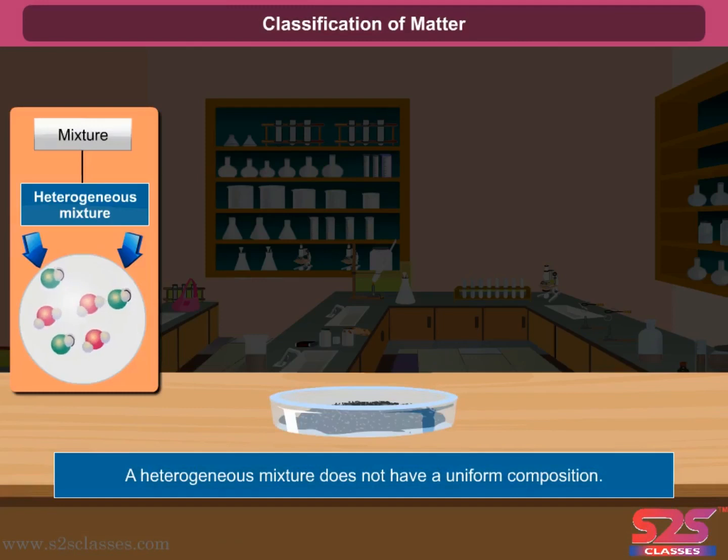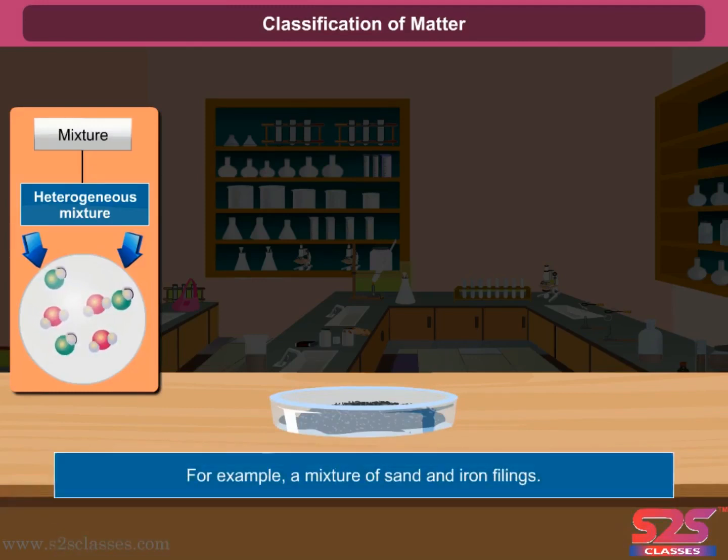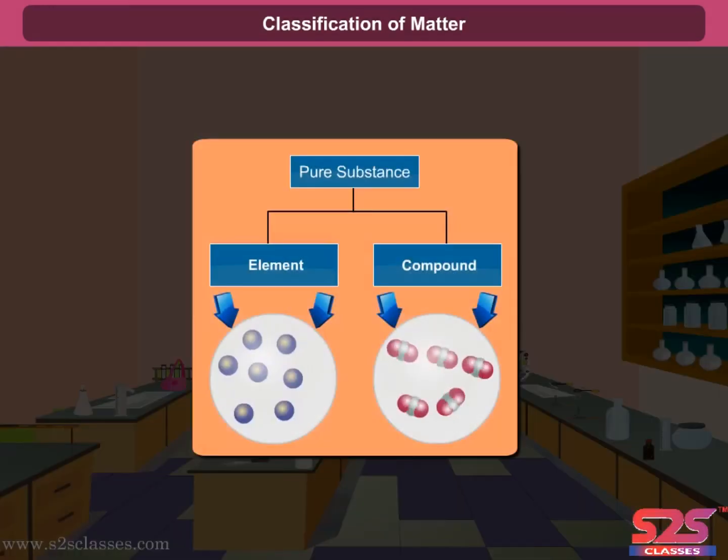On the other hand, a heterogeneous mixture does not have a uniform composition. For example, a mixture of sand and iron filings. Now, let us discuss the pure substances and their types. Unlike mixtures, pure substances have fixed composition.